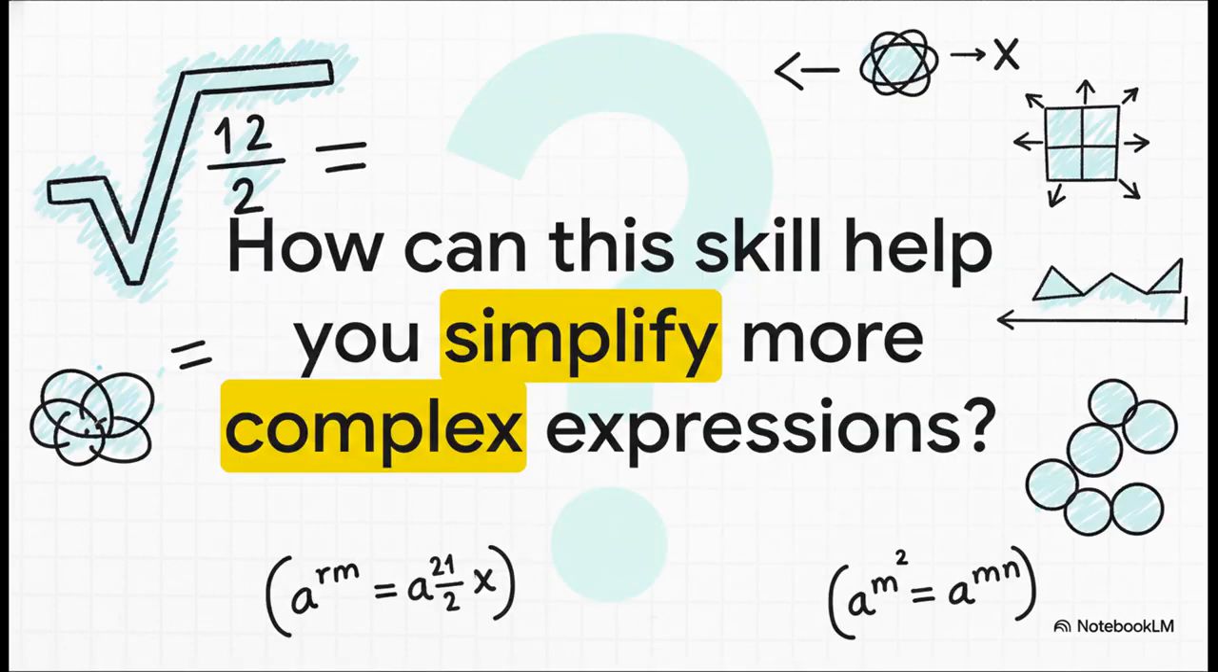So you might be thinking, okay, cool, I can translate between these two forms, but why does it matter? Well, think about this. Now that you can turn a clunky-looking radical into an exponent, you can use all those exponent rules you've already mastered to simplify really complex problems. And that is where this skill becomes a true superpower in algebra.